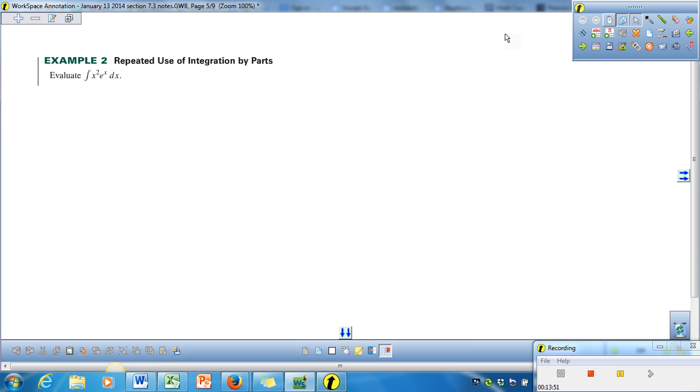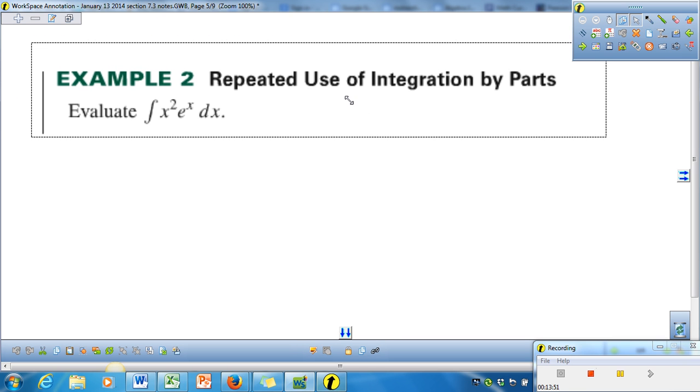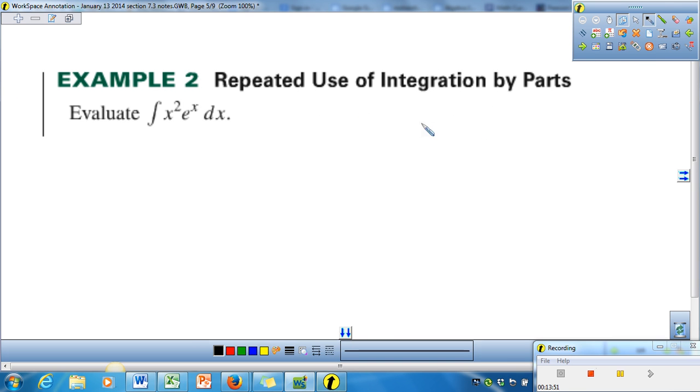Now, if we were to do this one the traditional way, choosing U and dV, which would you think to choose for your U? Which one goes, so the only reasoning we have so far is pick a U that goes to 0 when we get the derivative. And so which one would that be? That would be x squared. And that leaves my dv to be everything that's left, which would be e to the x dx, and we just don't have to write that dx.